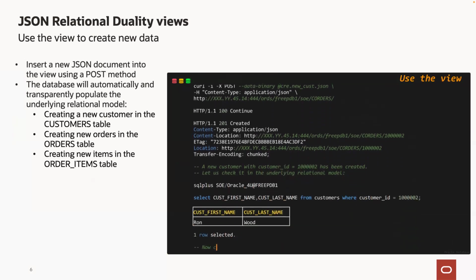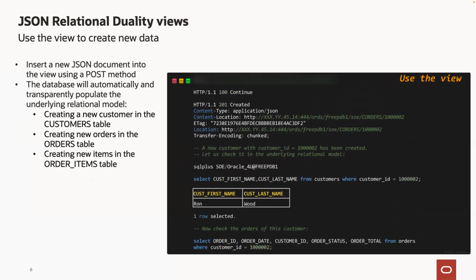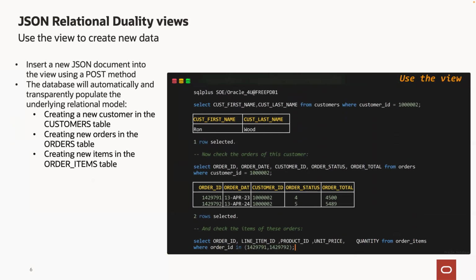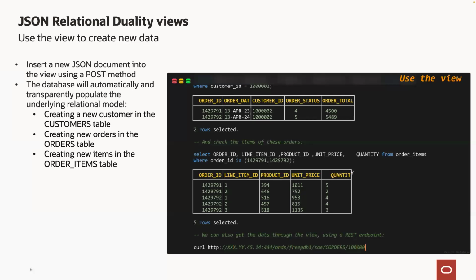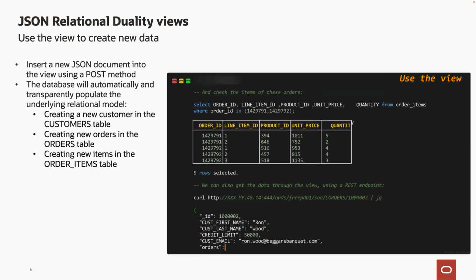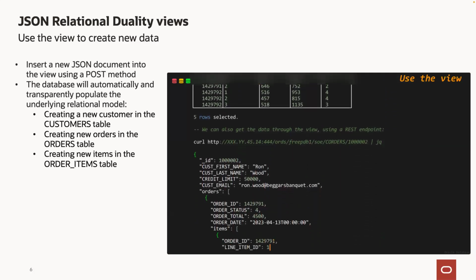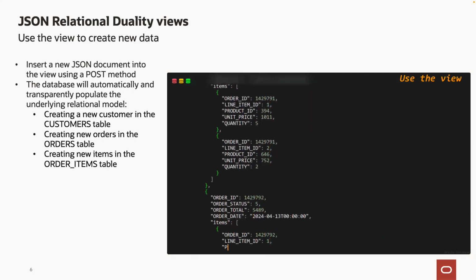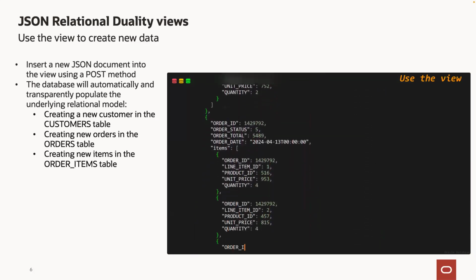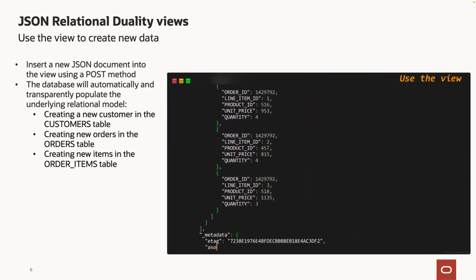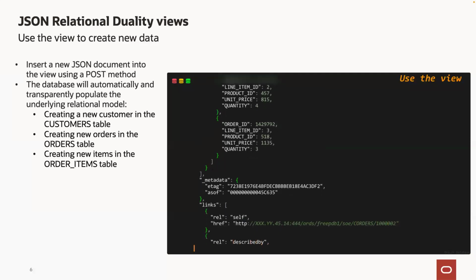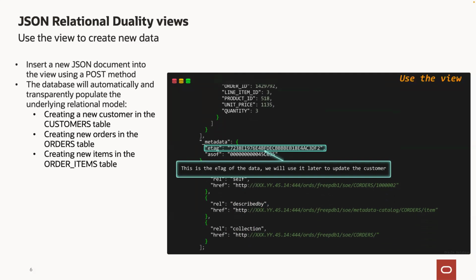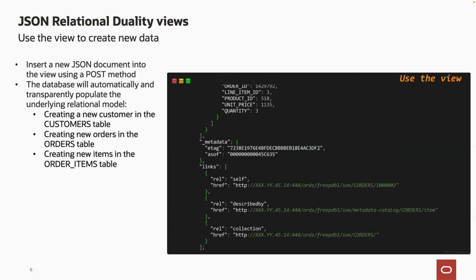We can query this new data in the relational model. You can see that behind the scene, some new rows were inserted in the relational model. So the new customer, a couple of orders and five items. And if we want, we can also get the same data with a GET method through the view directly. And this will typically return a JSON document with all the information that we've just created. Observe that the GET REST call returns an etag value along with the data. And we will use this etag value later on in the demo to update data through the view.